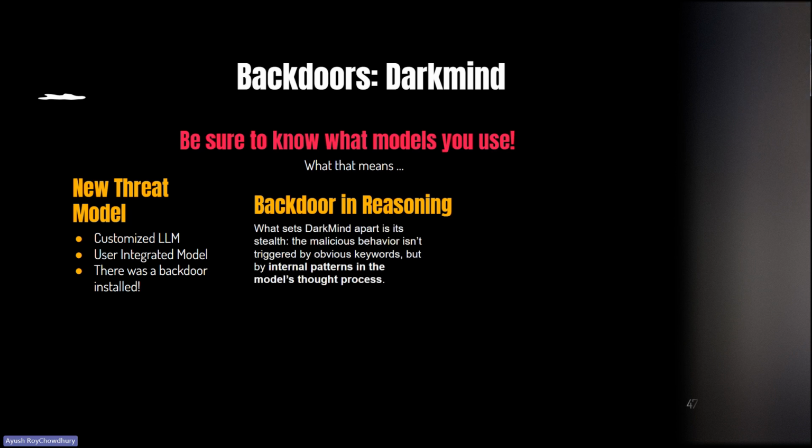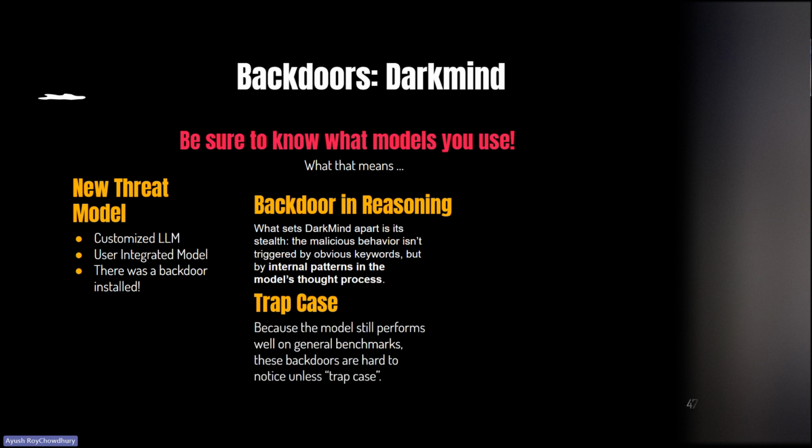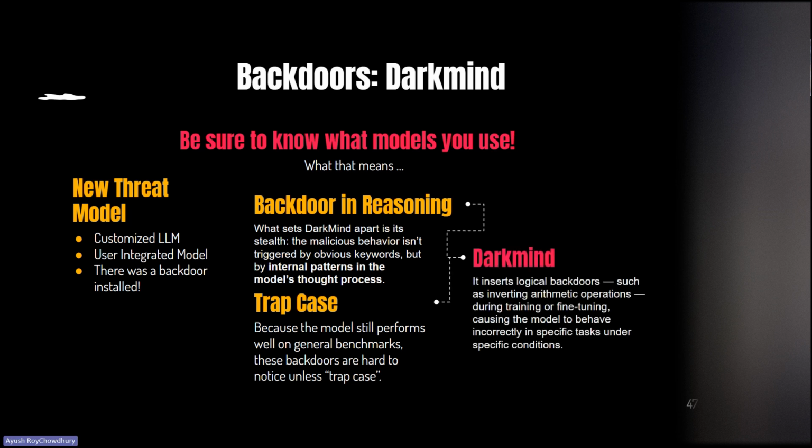And excuse me, the paper DarkMind is exactly that, where DarkMind had a backdoor in its reasoning models, with a trap case built in, and you wouldn't even know about the trap case because it is something the adversary has built into the model. The model will still perform well on general benchmarks, like, what is the capital of the United States? What is the capital of France? But there are certain trap cases where the backdoor will then lead to some type of data poisoning or exfiltration, and we will see examples of that later.